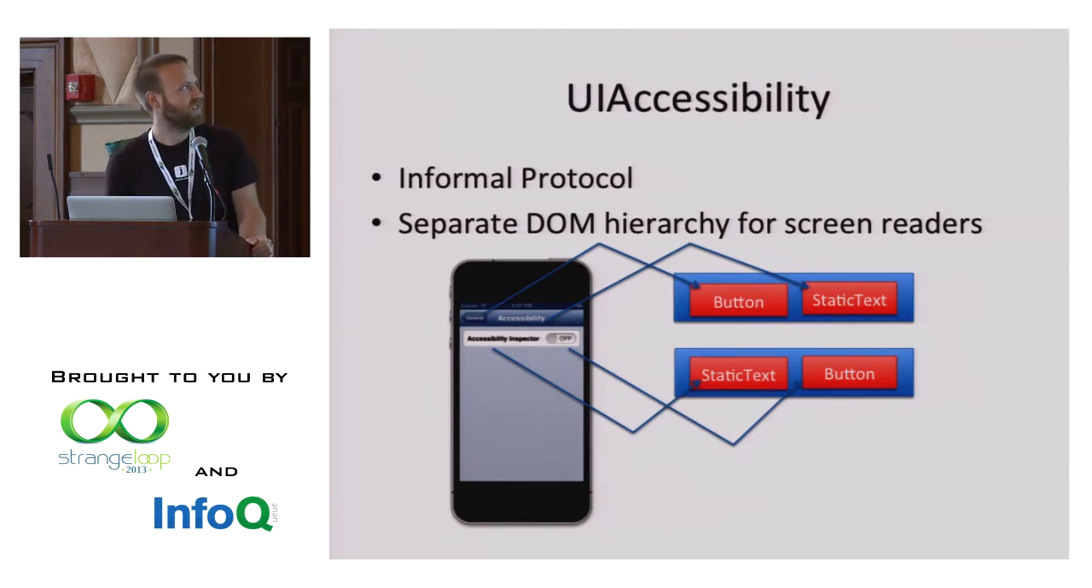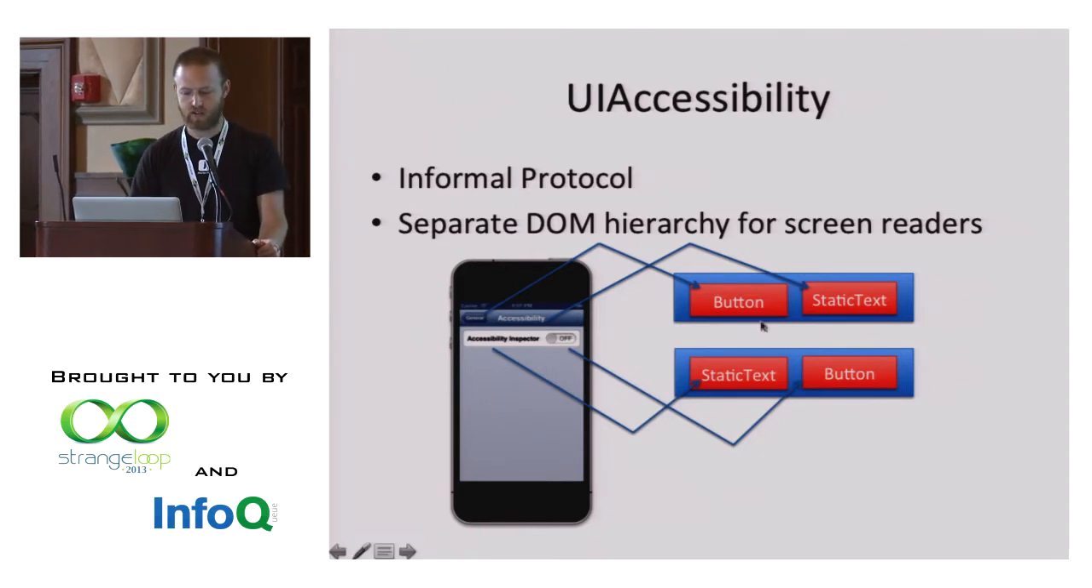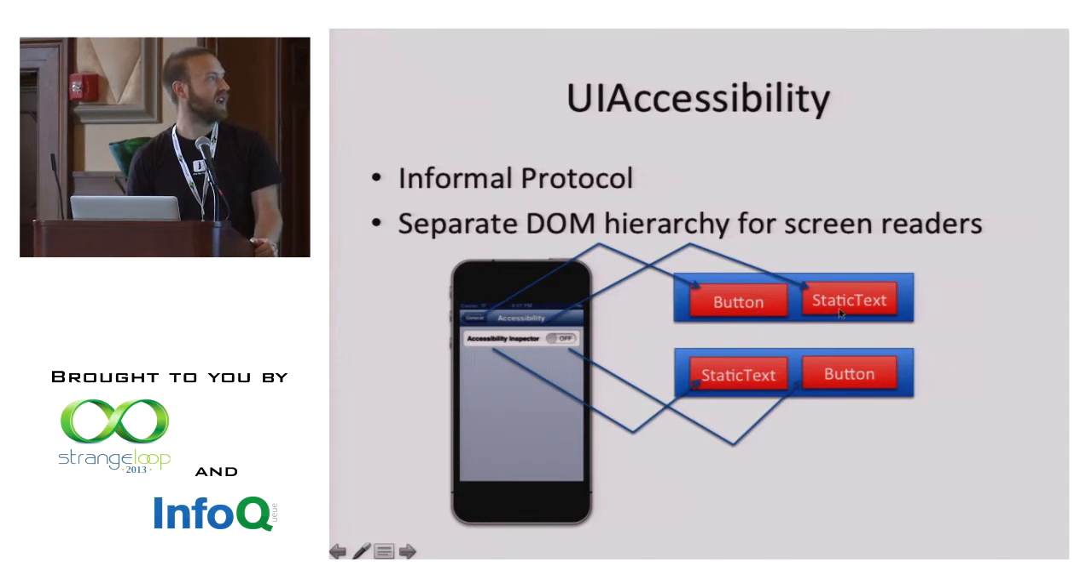As you can see, it's going to break down this simple UI into a series of accessibility elements for buttons and static text, and those are the trait names. We're going to get into that a little bit.